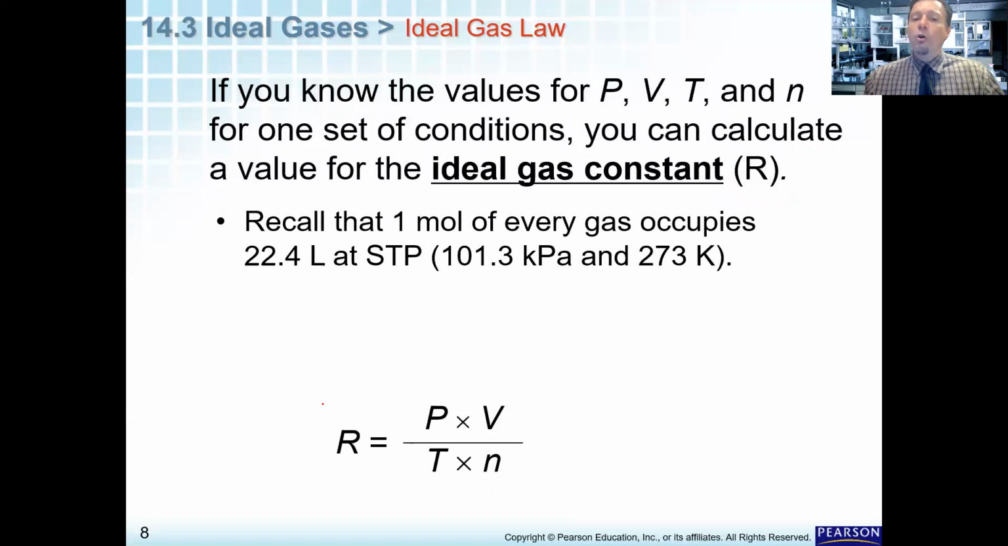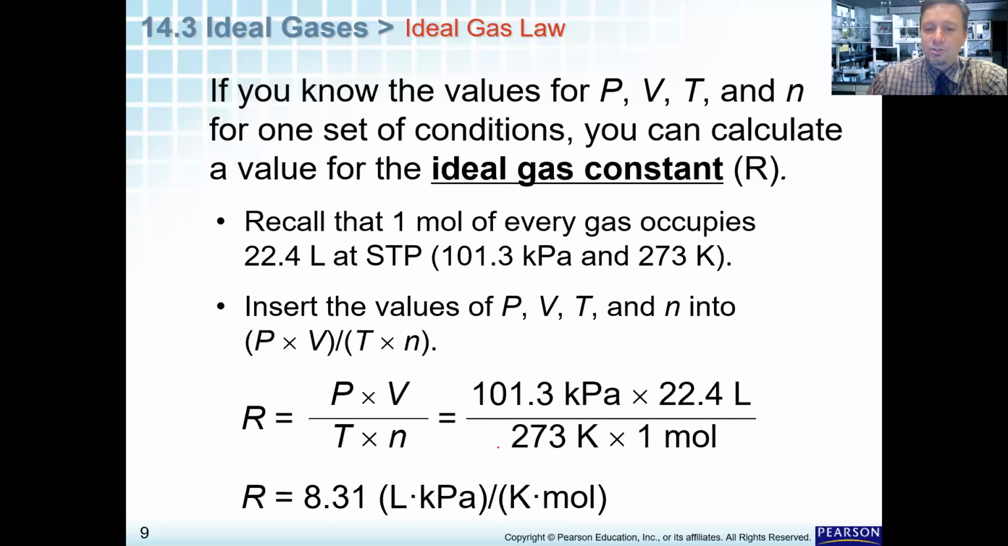So recall that 1 mole of every gas occupies 22.4 liters. We just talked about that at STP, and they changed it to kilopascals, which is fine. 101.3 kilopascals and 273 Celsius to Kelvin, sorry. So remember that it was 0 degrees Celsius. So you add the 273, and that gives you 273 Kelvin. That's where they get this from right here. So if you plug all this in here at the bottom, that's what you're going to see right here. They plug in all this information. That's how they derive this ideal gas constant.